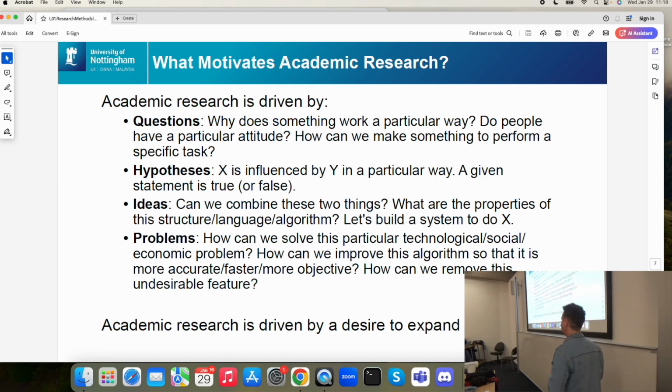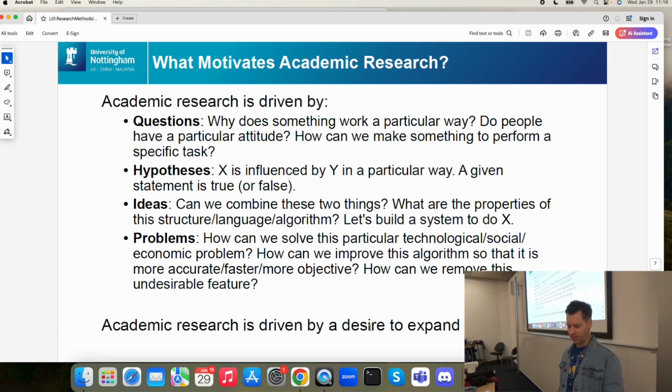So why do we even conduct research in the first place? Is research even useful at all? Like, what's the big deal? Why do we even conduct academic research at all in the first place?